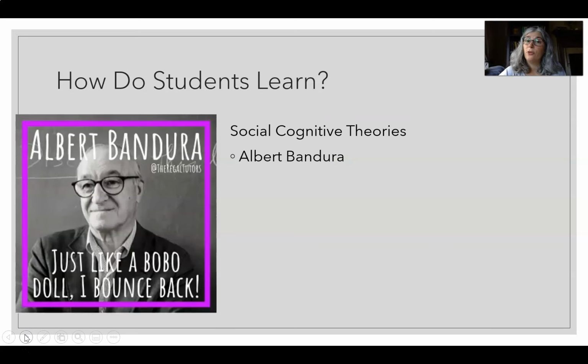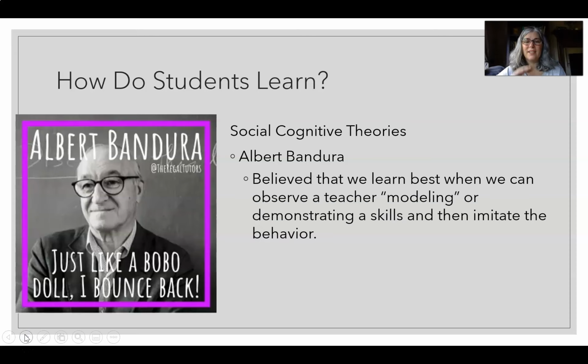Another famous social cognitivist is Albert Bandura. I like Albert Bandura a lot. He's a very interesting guy. He worked out of, I think maybe Stanford in California. He believed that we learn best by observing others. So we observe others who are serving as role models, and they are modeling or demonstrating what it is we're trying to learn. So we watch someone do something, and then we imitate it.